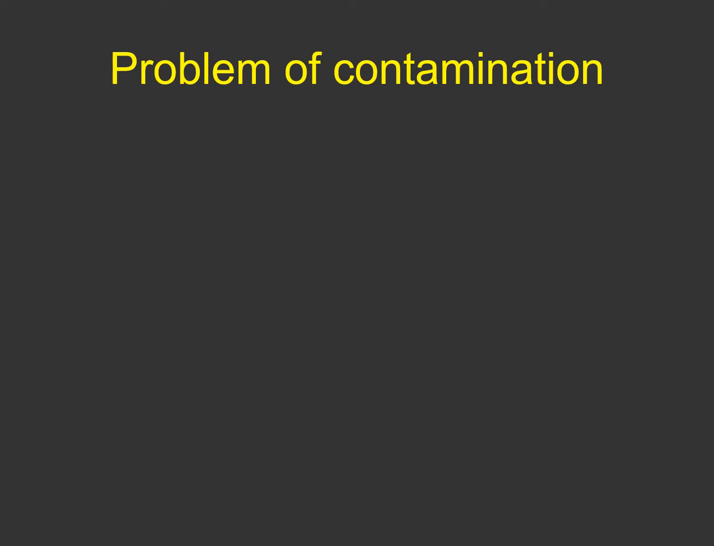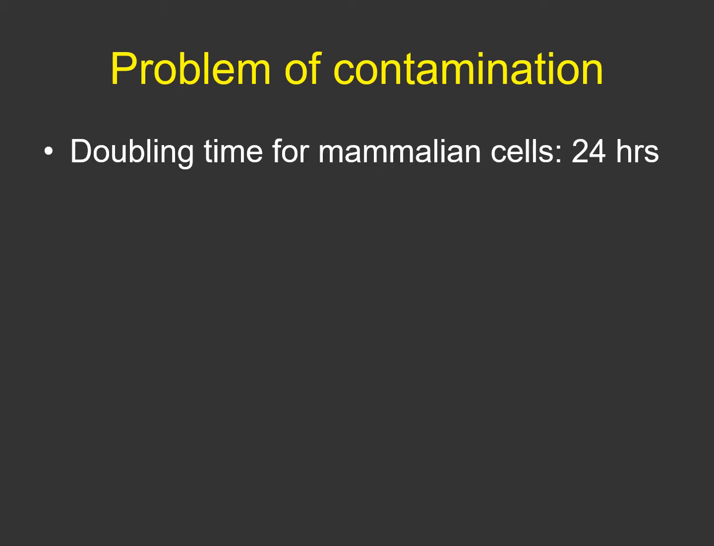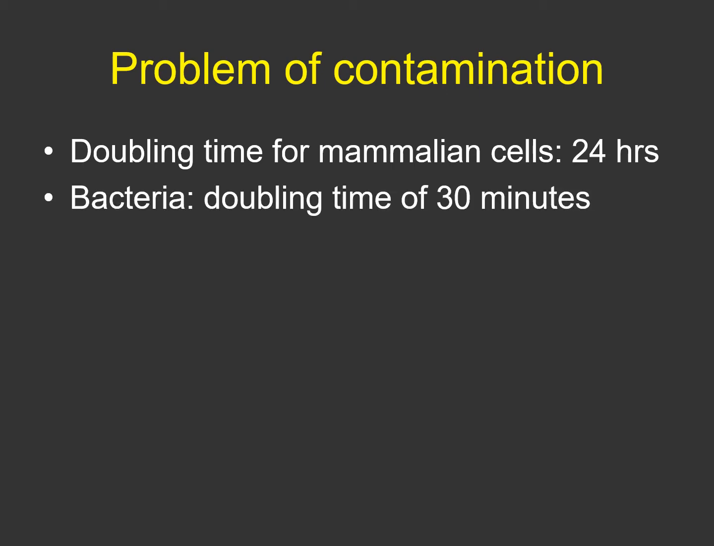So one big issue with cell culture is avoiding contamination, specifically with bacteria or other microorganisms. And the way to think about this is, imagine you've got a dish of cells. Mammalian cells, most cells that we grow in culture, will double about every 24 hours. On the other hand, if you got bacterial contamination, bacteria usually double on high nutrient medium about every 30 minutes or so.